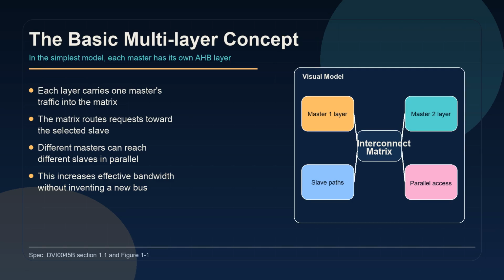Each master gets its own layer into an interconnect matrix. The matrix routes the request to the target slave. If two masters are going to different slaves, the transfers can proceed in parallel. That is why this is an interconnect architecture rather than a new bus protocol.